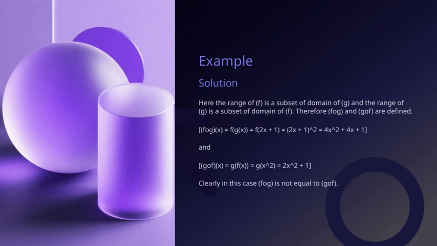The key takeaway is that even though both compositions are defined, they are not equal in this case. This example highlights that composition is not necessarily commutative, meaning the order in which we compose functions matters. Understanding this concept is crucial as we explore more complex function interactions in this presentation.